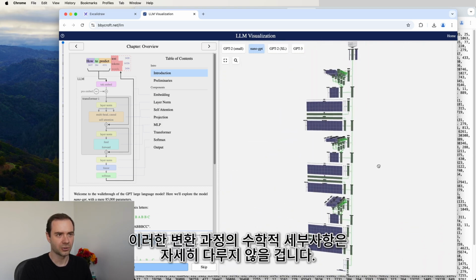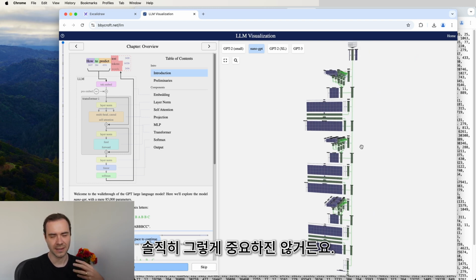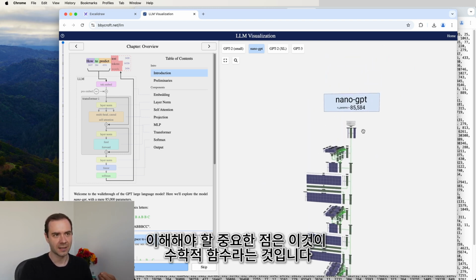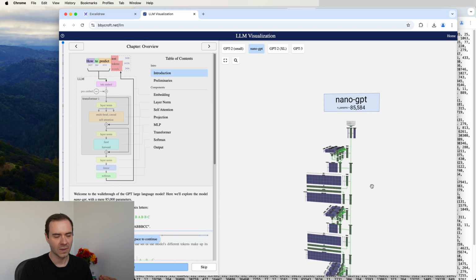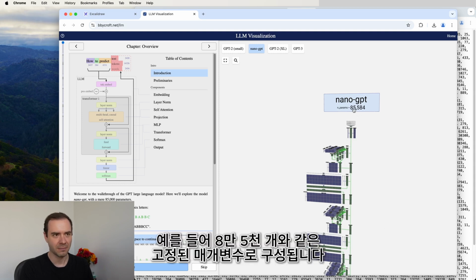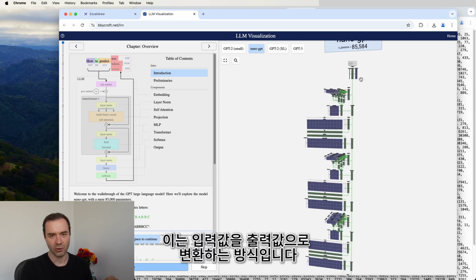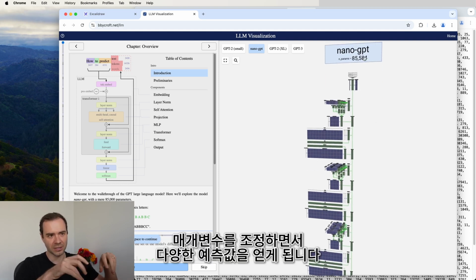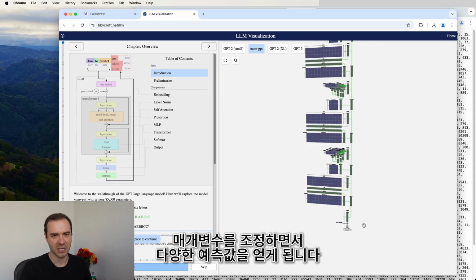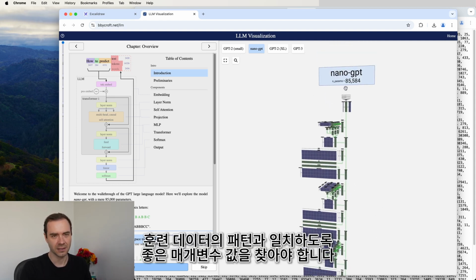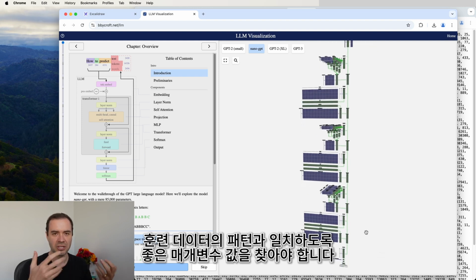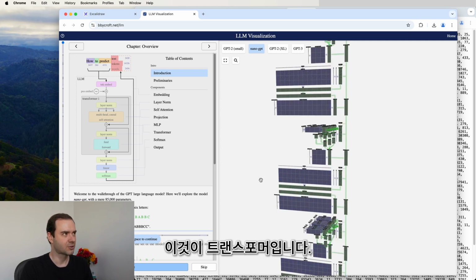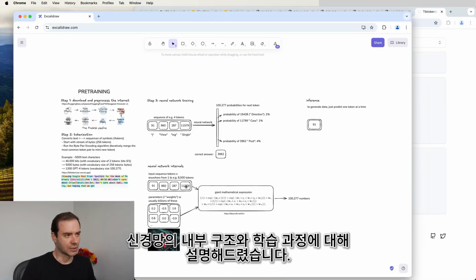Now, I'm not actually going to dwell too much on the precise mathematical details of all these transformations. Honestly, I don't think it's that important to get into. What's really important to understand is that this is a mathematical function. It is parametrized by some fixed set of parameters, like say 85,000 of them. And it is a way of transforming inputs into outputs. And as we twiddle the parameters, we are getting different kinds of predictions. And then we need to find a good setting of these parameters so that the predictions match up with the patterns seen in the training set. So that's the transformer.